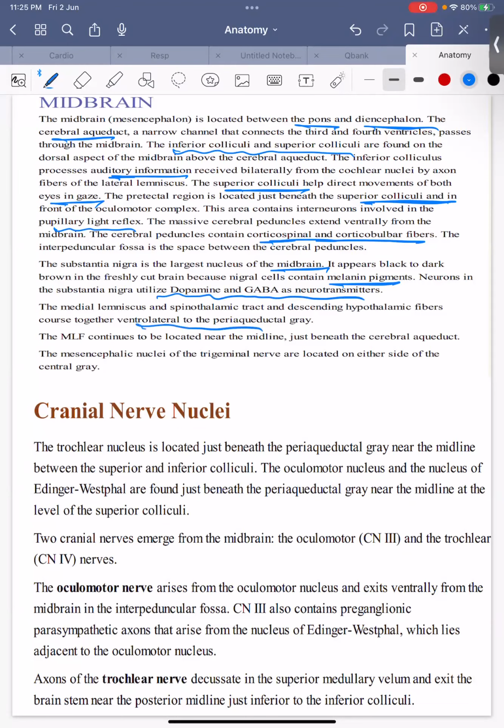The medial longitudinal fasciculus near the midline, and the mesencephalic nucleus, they're located on either side of the central gray matter. The nuclei, we have two. We have oculomotor and the trochlear. The oculomotor, they exit ventrally. The oculomotor also contains the preganglionic fibers that arise from the nucleus of Edinger-Westphal. Axons of the trochlear nerve, they decussate in the superior medullary velum and they exit the brainstem near the posterior midline, inferior to the inferior colliculus.